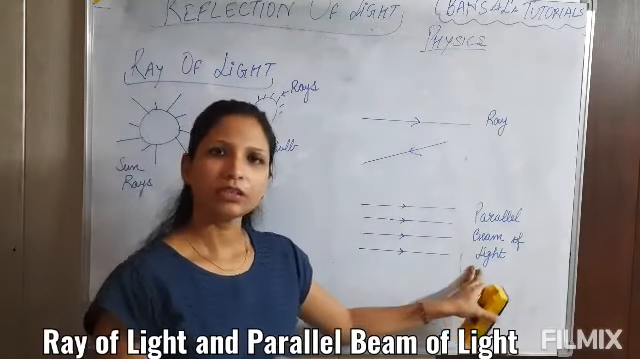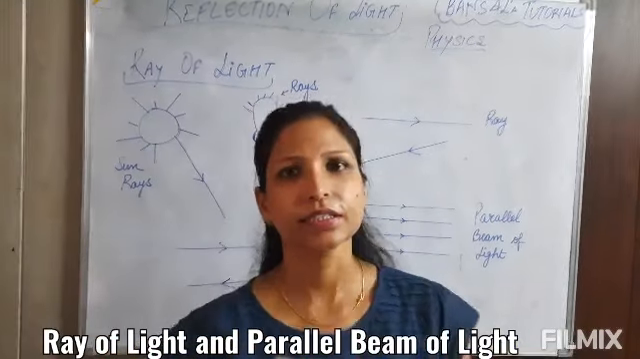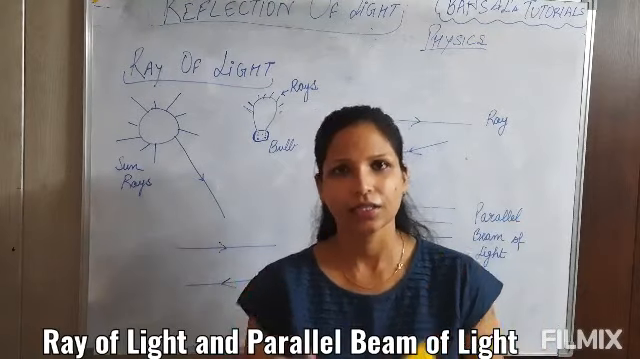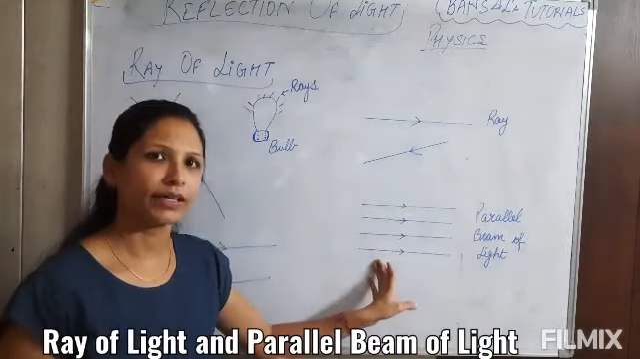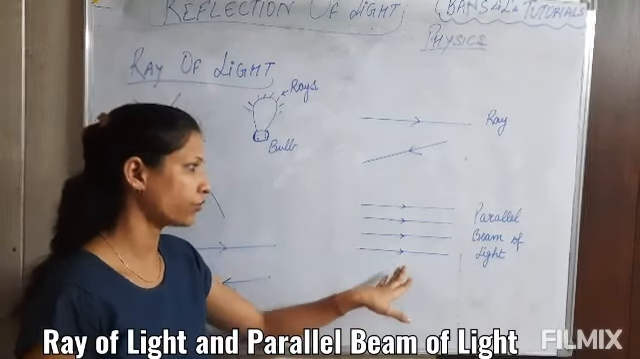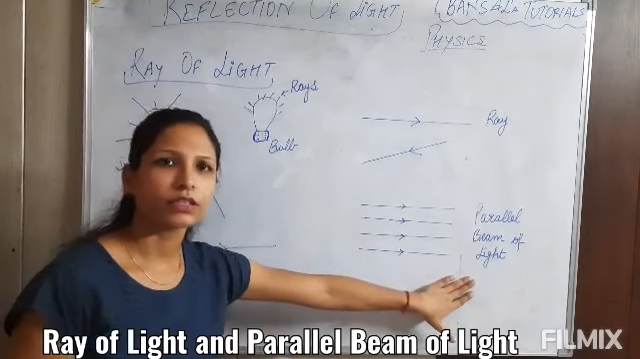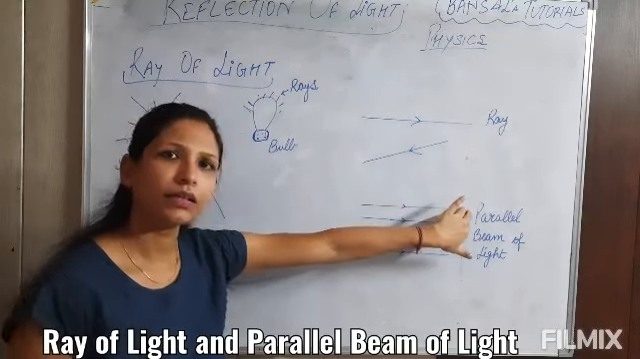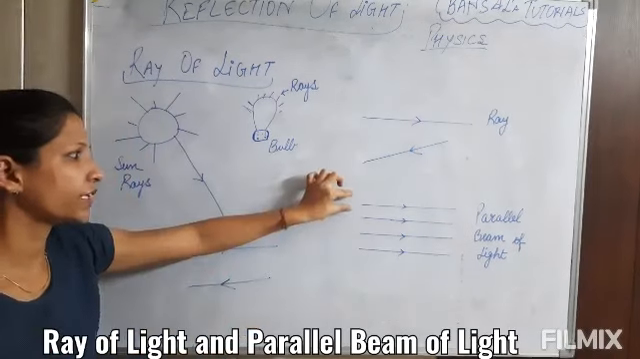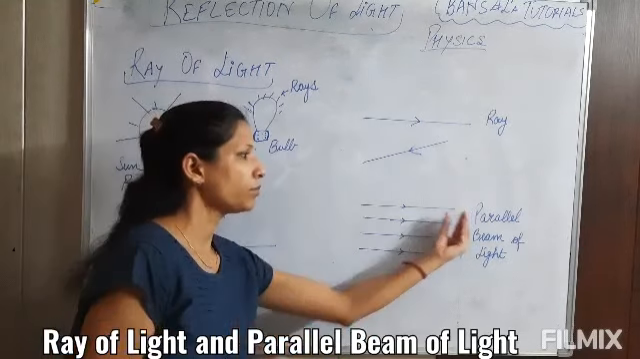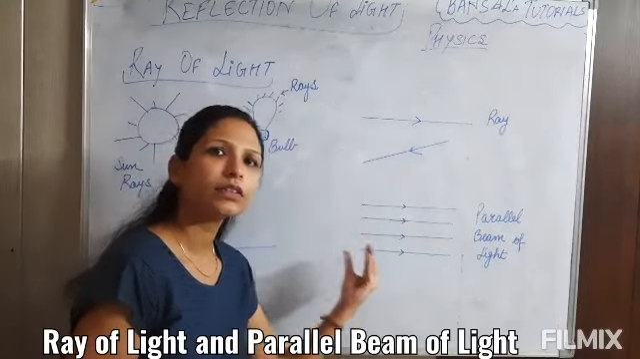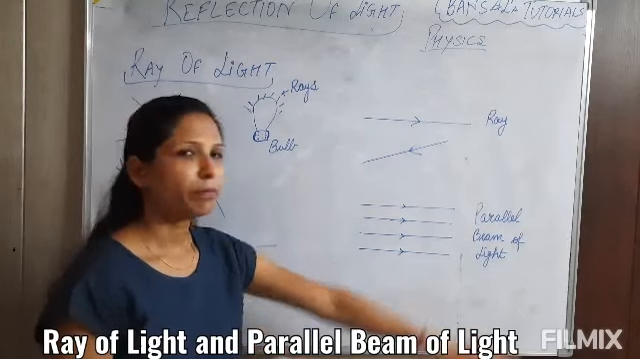Now what is a beam of light? A beam of light is when we take many rays together. So a group of rays of light is called a beam of light. What do you mean by parallel? Parallel means when these rays are put equidistant to each other and they all move in straight lines in the same direction. That becomes a parallel beam of light.